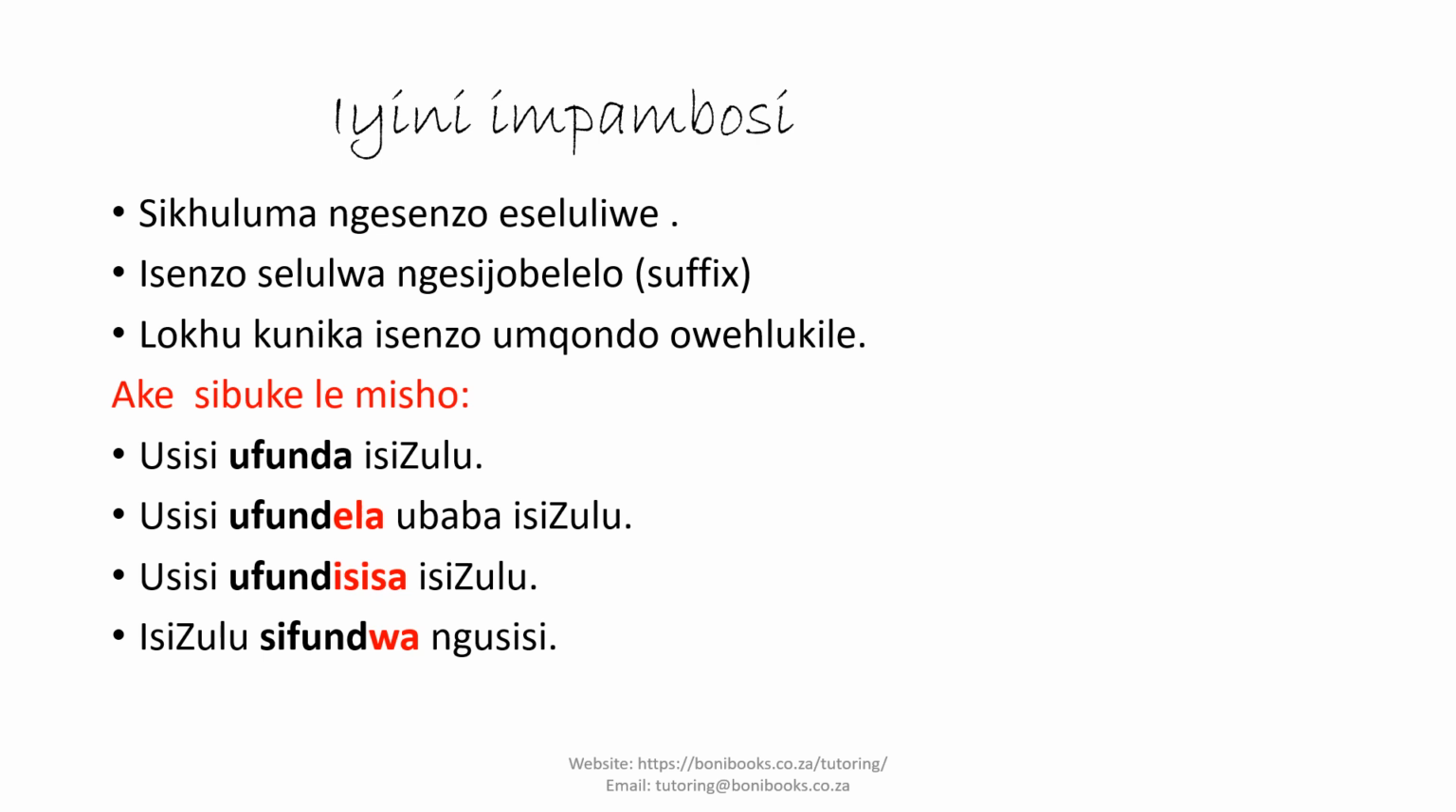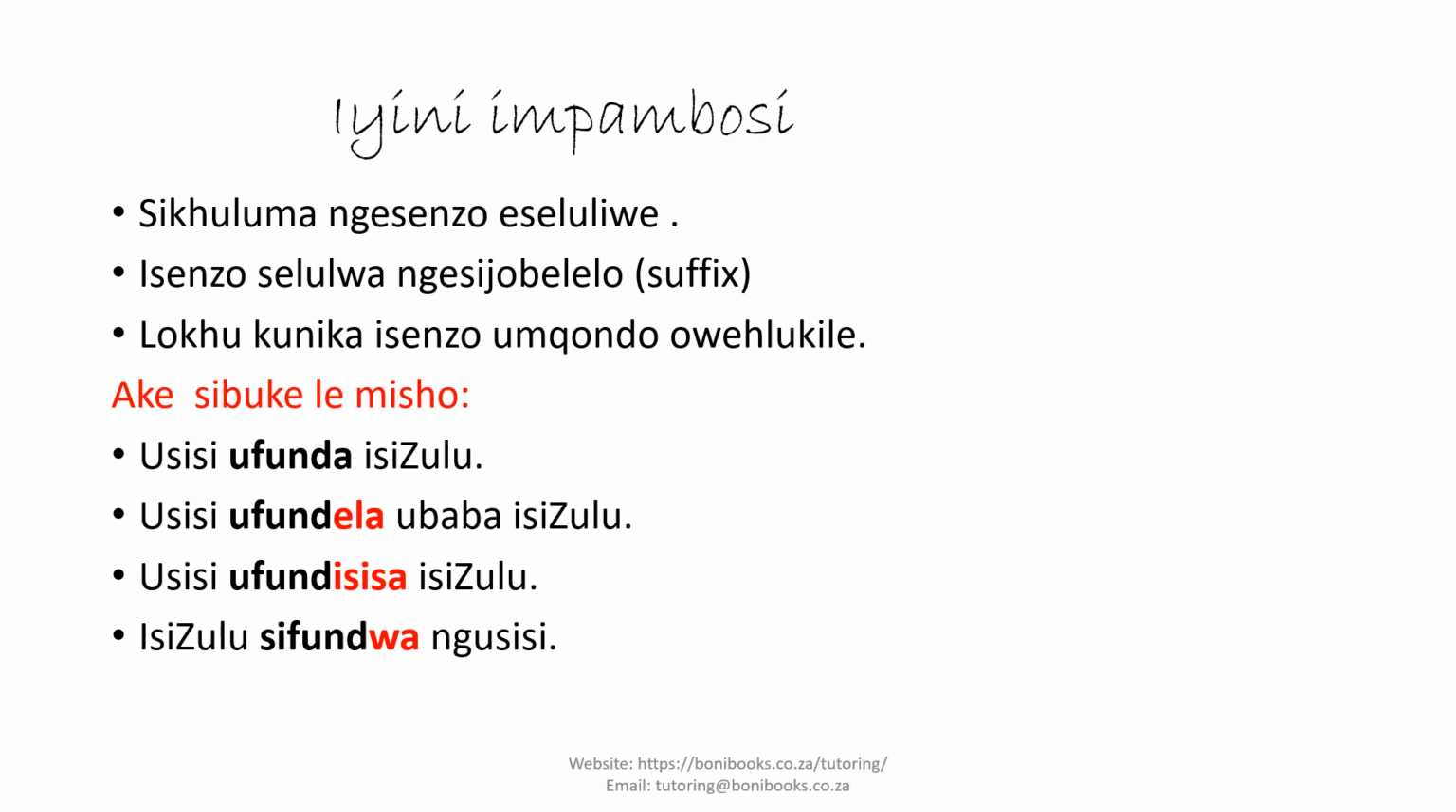Okay, ake sibuke ke kula misho lena enginayo lana. Nanku umusho oqala uthi usisi ufunda isiZulu. In this sentence, liphi isenzo sethu? Ufunda. That is our verb, ufunda. But if we look at the second sentence, usisi ufundela ubaba isiZulu. So sesenzeni ke manje? Selulile. We have extended the verb, sijobelelile, we have suffixed ela, ufundela ubaba isiZulu, which gives the verb funda a different meaning altogether, because now usisi is reading for that, but in the first one usisi was just reading isiZulu. The ela there means for.